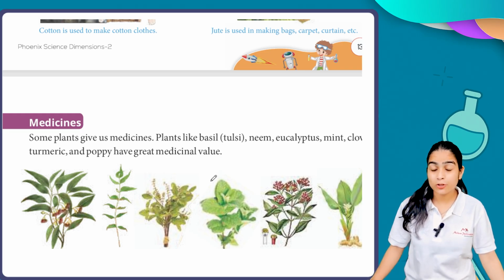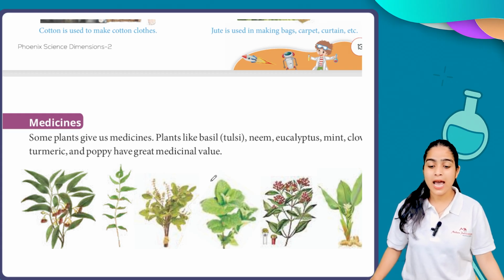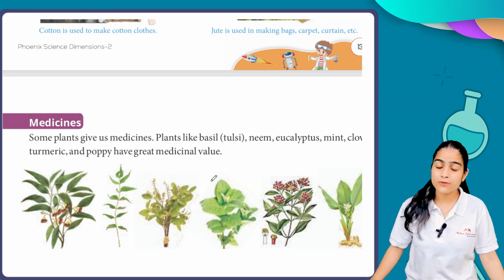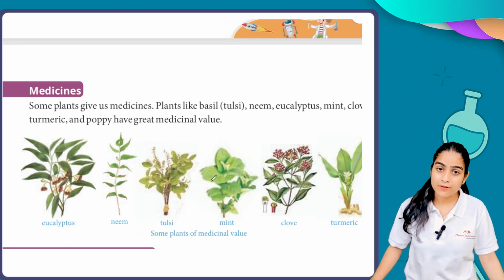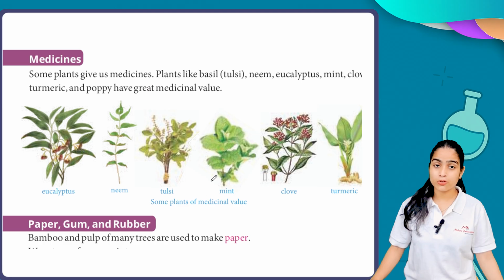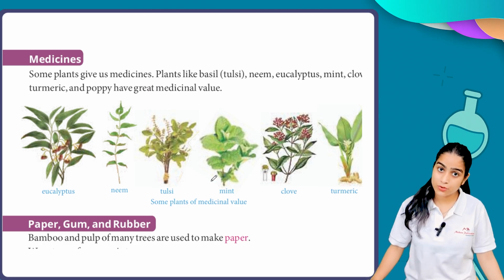Plants like basil, tulsi. Tulsi is a very common and holy plant which we see in Hindus' homes very commonly. And your neem, your eucalyptus, your mint, clove, turmeric, and poppy have great medicinal value. So these are the plants which give us medicinal uses. For example, tulsi can be used for cold and cough. We are using turmeric as an antibiotic, and mint also gives coolness to our body. That's why we use mint in our shikanji also.